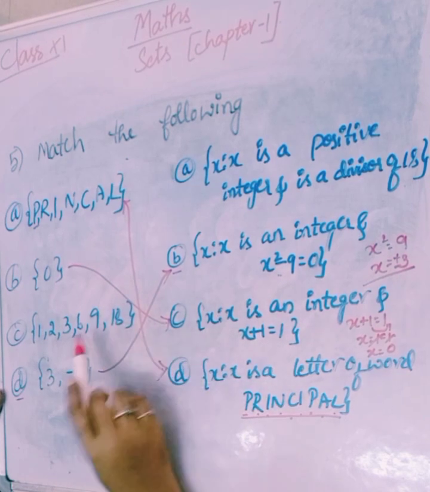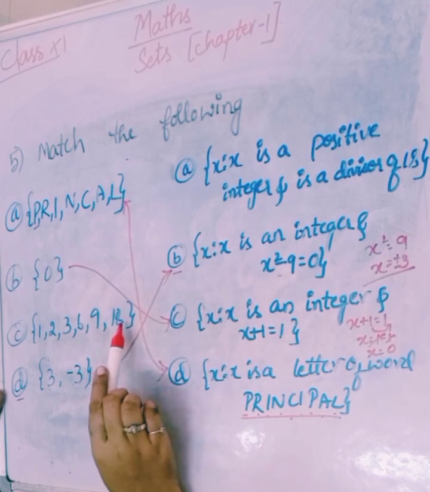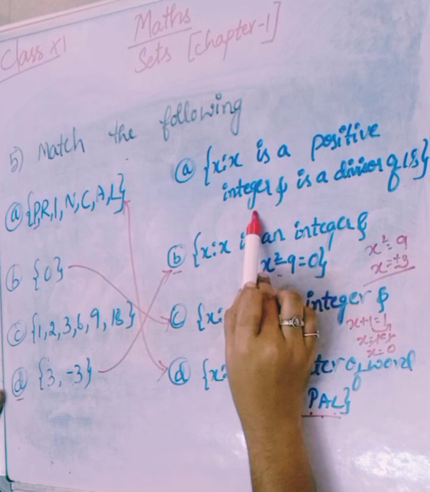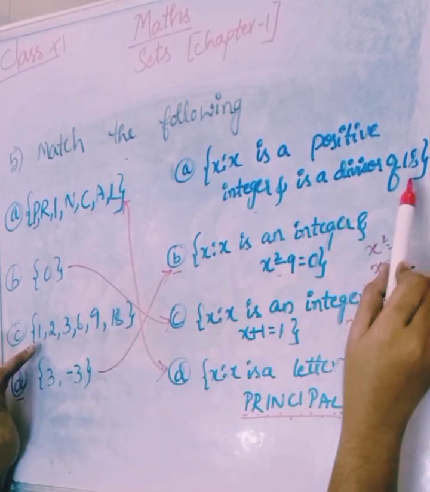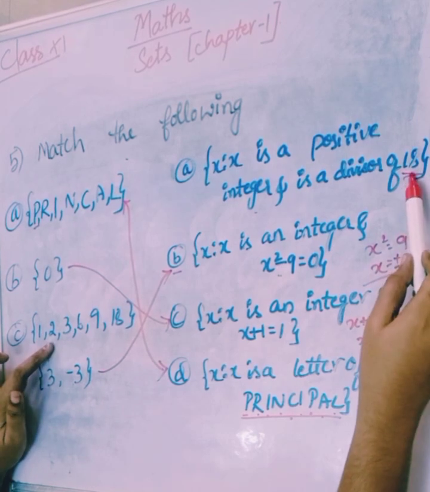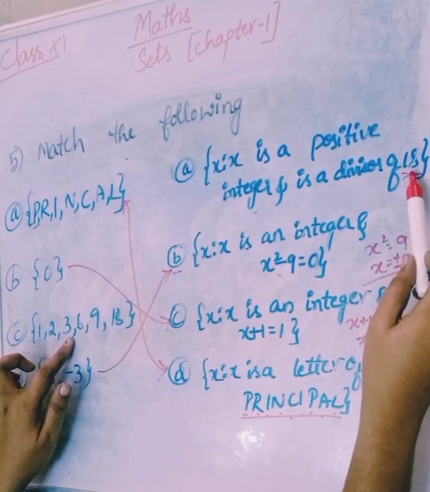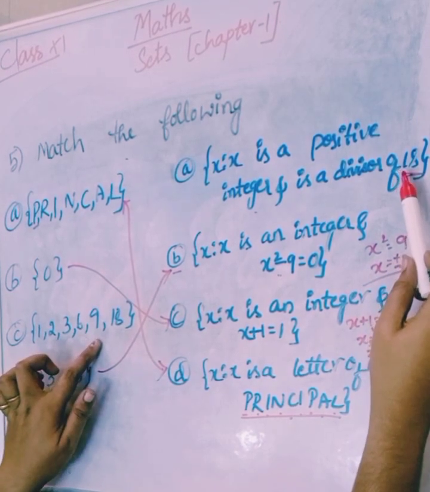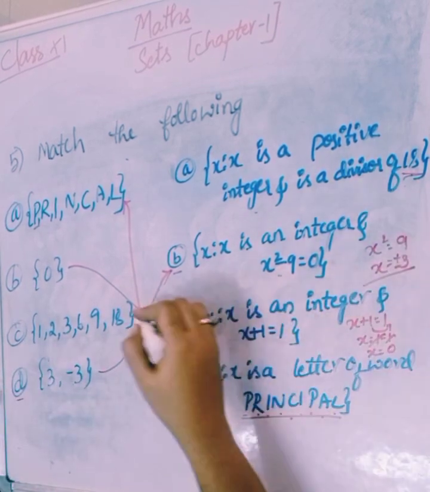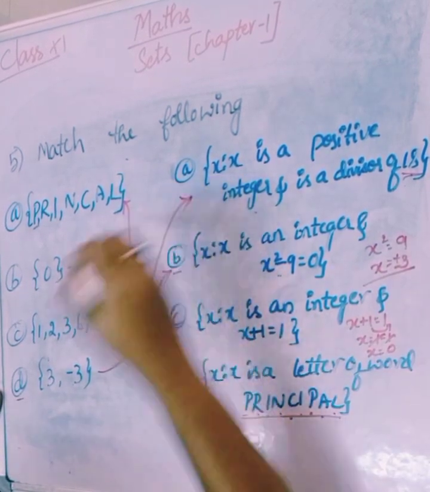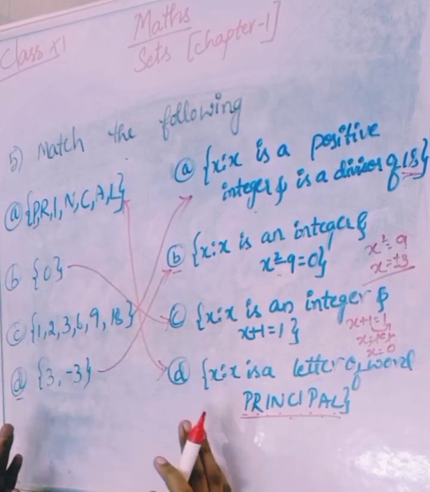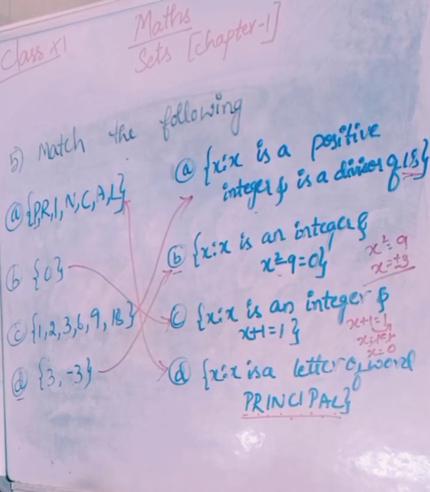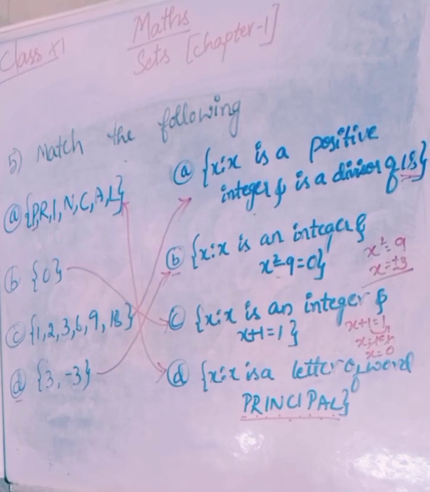Next, the last one, what is left over? 1, 2, 3, 6, 9, 18, positive integers which are divisors of 18. Does 1 divide 18? Yes. 2 divides 18? Yes. 3 divides 18? Yes. 6 divides, 9 divides and 18 also divides. So therefore what is the option? Option A is correct for this. So you need to properly know which one is suitable. If you want, you can make a note of this.